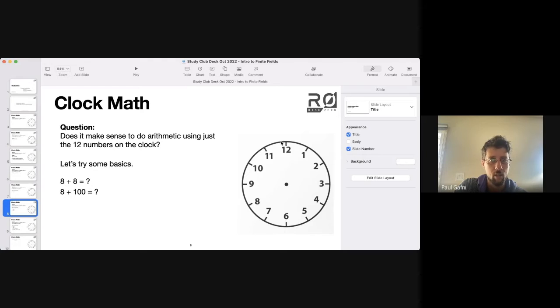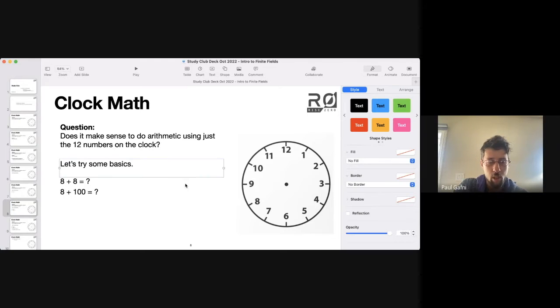plus 99, plus 100. If you've seen modular arithmetic in any context whatsoever, which I think most of you probably have, this should be super familiar. All we're really doing here is arithmetic modulo 12.